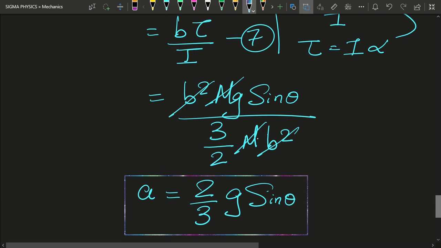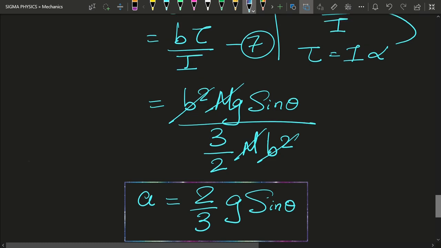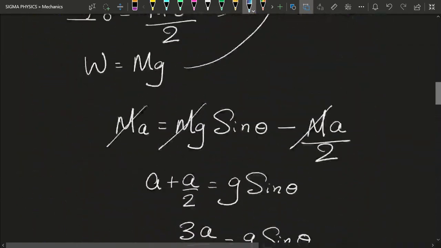Isn't that amazing that we can solve the same problem using so many different methods? And here I have shown you just three methods to solve this problem. As homework, as I told you, you're going to solve the same problem, that is, you're going to find the acceleration for a sphere, or a ring, or a disc, or even a hollow cylinder.